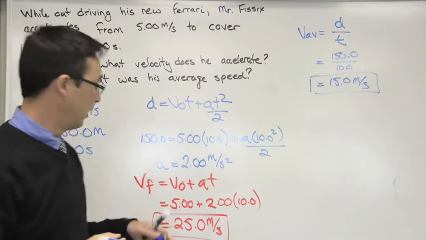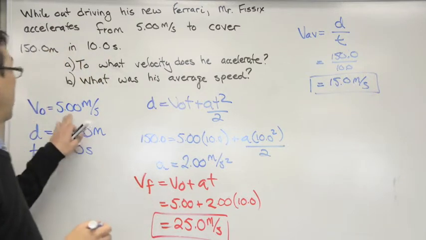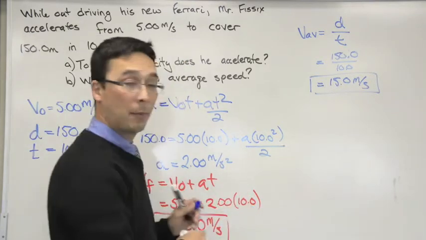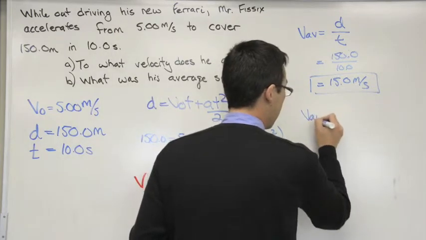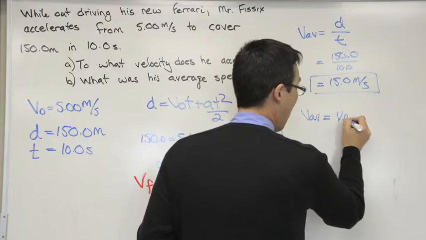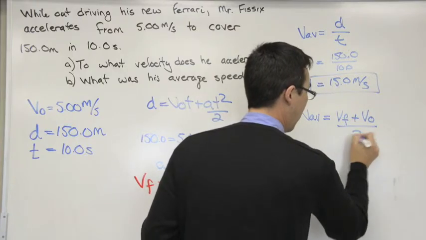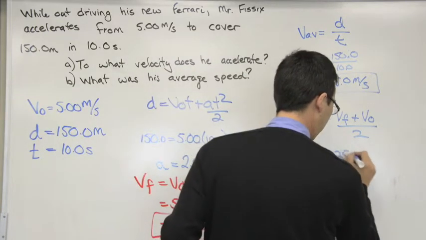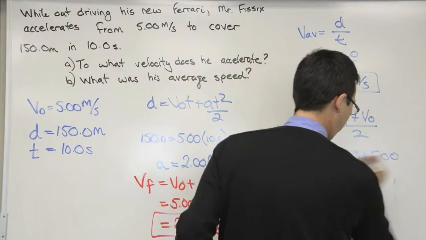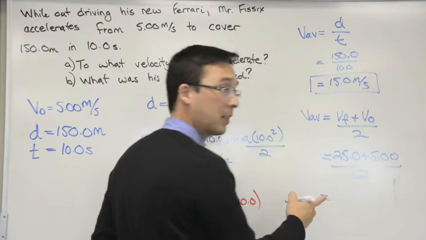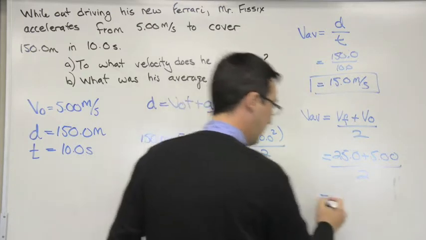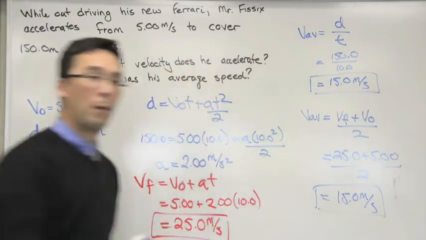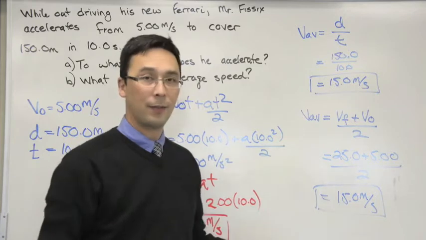Of course, the other way to find average speed, since we know final velocity and we know initial velocity, would be to simply find the average between those two numbers. Add the final and the initial speeds and divide by 2. So, of course, the final is 25, the initial was 5, 25 plus 5 is 30, divided by 2 is 15. So both methods would get us to the same answer.